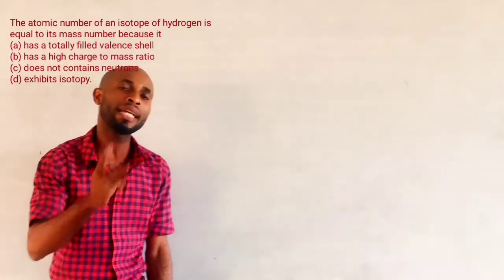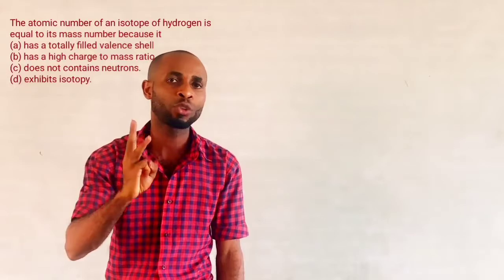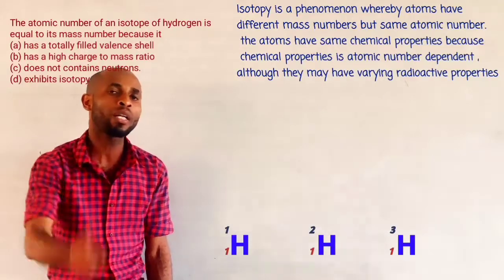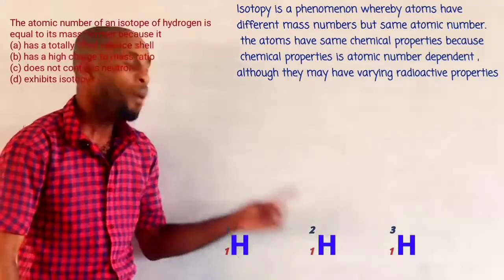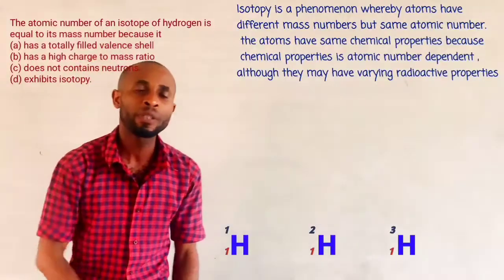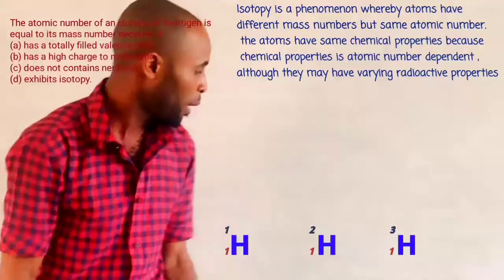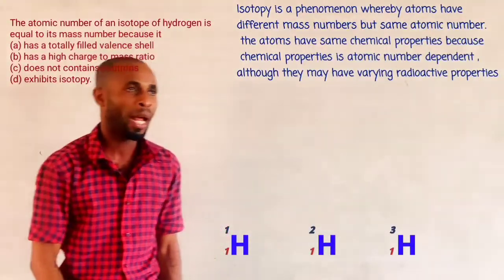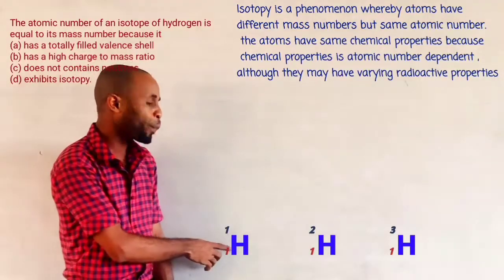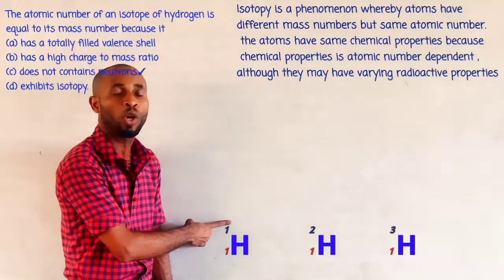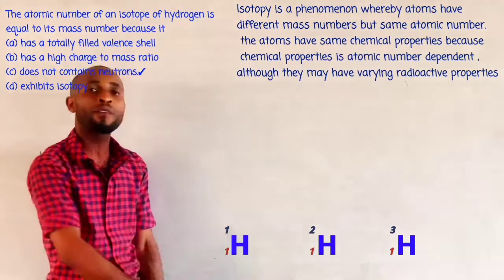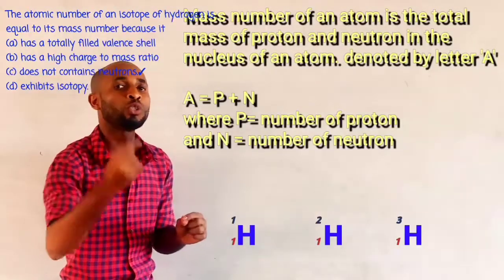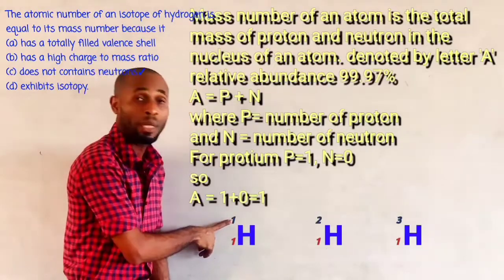Now, we have 3 isotopes of hydrogen. One is called protium, which has only 1 proton and 1 electron. We have deuterium, which has 1 proton, 1 electron and 1 neutron. And we have tritium, which has 1 proton, 2 neutrons and 1 electron. The mass number for protium is 1 because there is no neutron in it. We have P plus N, where P is proton and N is neutron, and since there is no neutron, we have only 1 proton to give us the mass number.